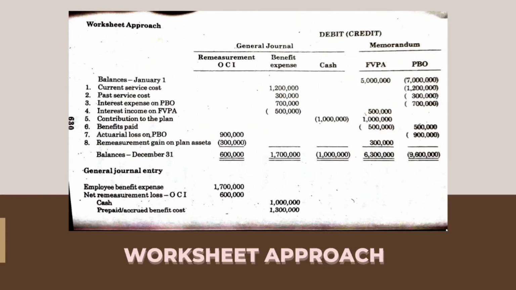So next we'll get using the worksheet approach. So as you can see, the current service cost, the past service cost, interest expense on PBO, interest income on FVPA, contribution to the plan, benefit paid, actuarial loss on PBO, remeasurement gain on plan asset.